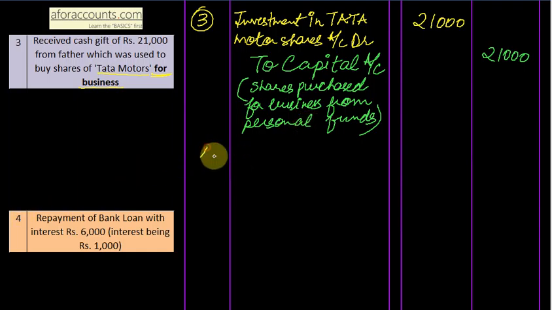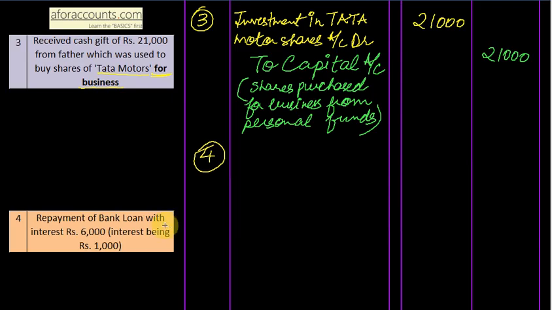Point number 4. Repayment of bank loan. Bank loan is my liability. अब मैं उसको repay कर रही हूँ. Means खत्म कर रही हूँ. Liability credit. अब I am reversing bank loans liability. So bank loan has to be debit.